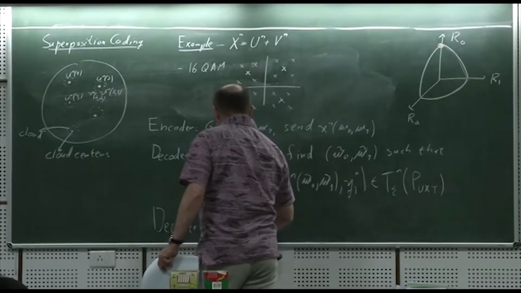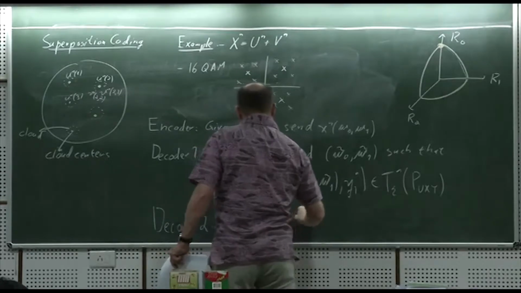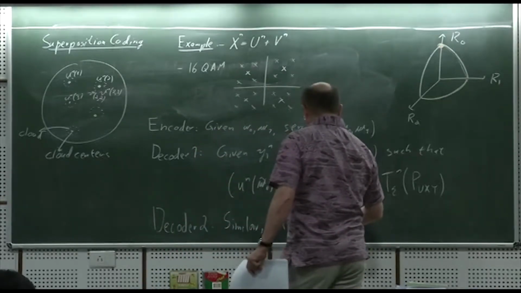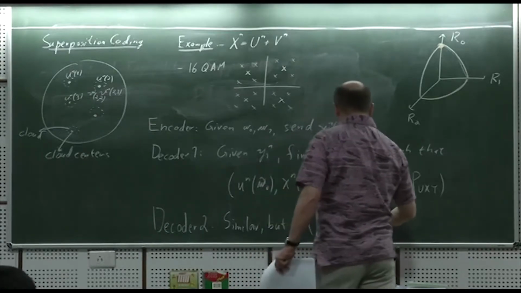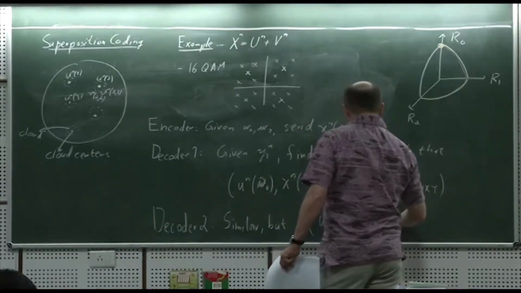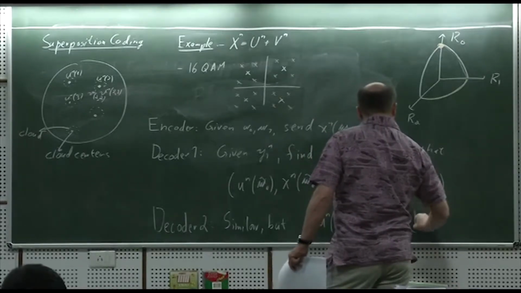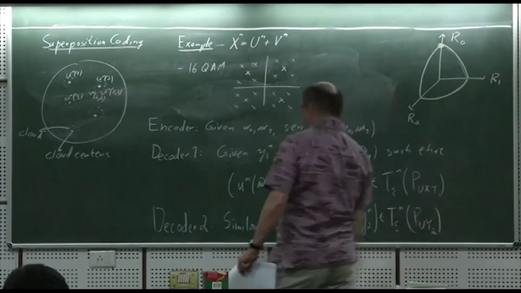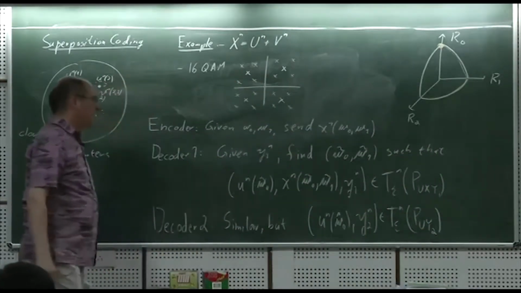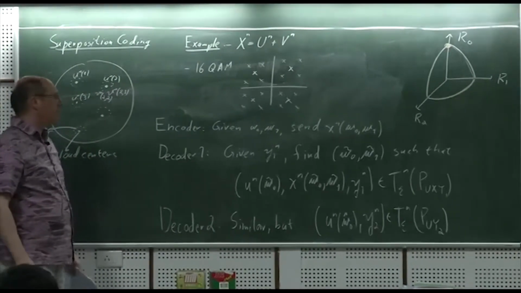Similar, but the decoding test is u^n(w0 hat), I'm just choosing something other than tilde, is an element of T_epsilon^n(p_UY2). This should be y2, p_UY2. Okay, it's clear. So of course he shouldn't bother trying to decode the first one, he doesn't want to.